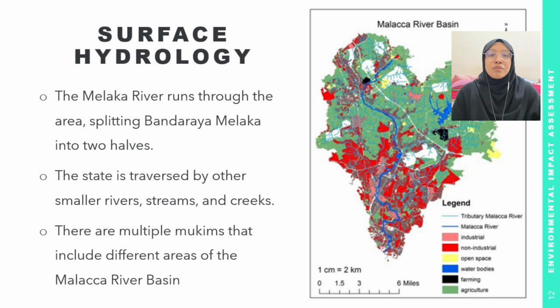There are multiple mukims that include different areas of the Melaka River Basin. Bandar Hilir, Tanjung Kling, Batu Berendam, Bukit Baru, and Bertam are among the mukims along the Melaka River Basin. Each mukim may have unique features such as land usage, economic activity, and population density.